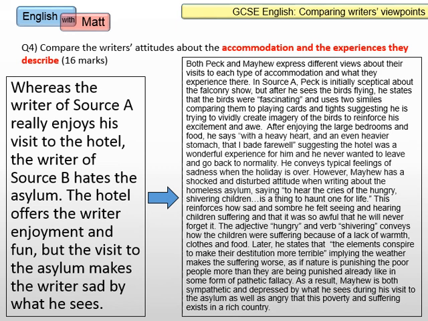The adjective hungry and verb shivering conveys how the children were suffering because of a lack of warmth, clothes, and food. Later, he states that the elements conspire to make their destitution even more terrible, implying the weather makes the suffering worse, as if nature is punishing the poor people more than they are being punished already, like in some form of pathetic fallacy. As a result, Mayhew is both sympathetic and depressed by what he sees during his visit to the asylum, as well as angry that this poverty and suffering exists in a rich country.